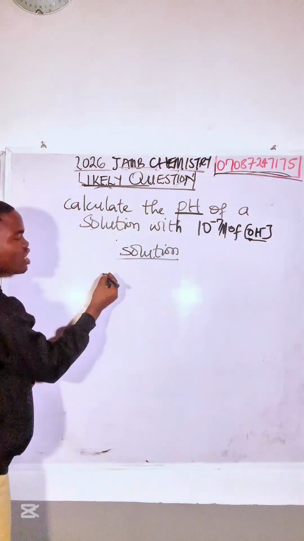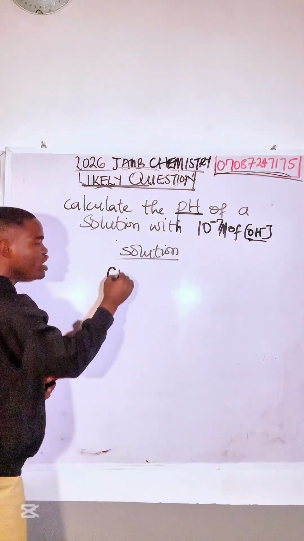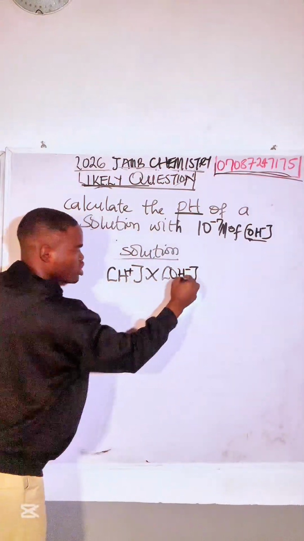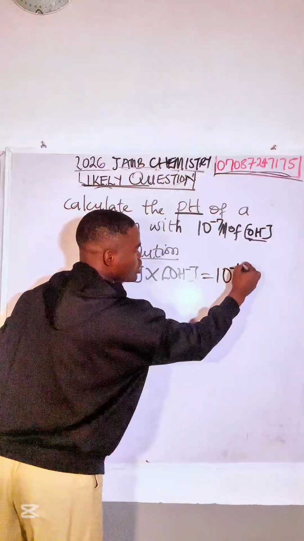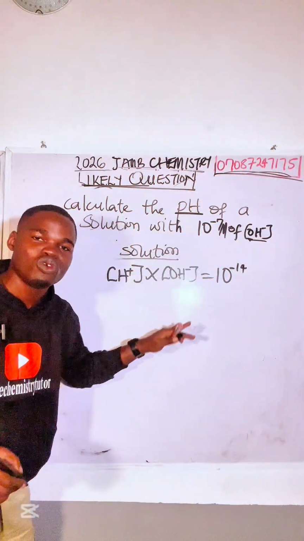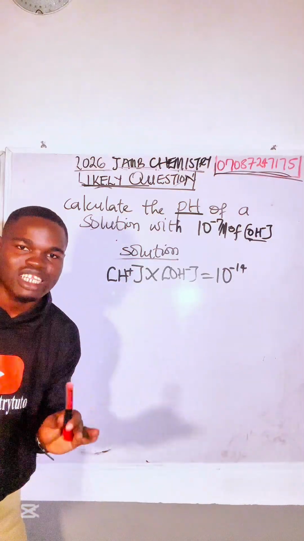But that means the first thing you have to understand is that there's a relationship: H plus multiplied by OH minus equals 10 raised to what? Minus 14. If you don't know this, you're going to miss this question. And I promise you, you do not need a calculator, and I'm going to show you exactly why you do not need it.